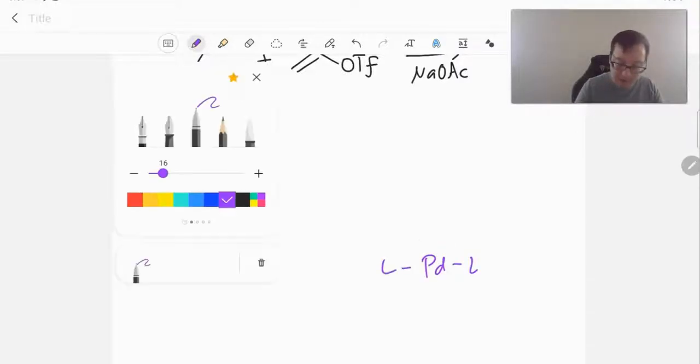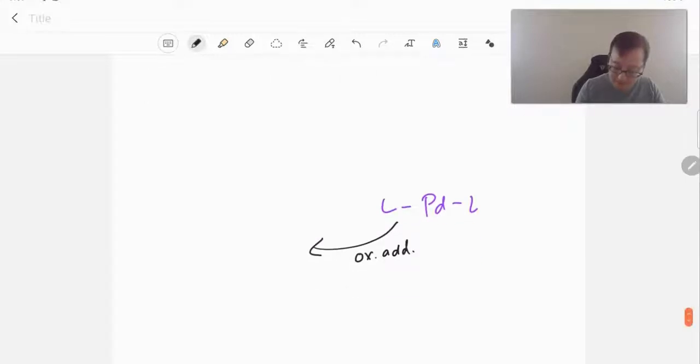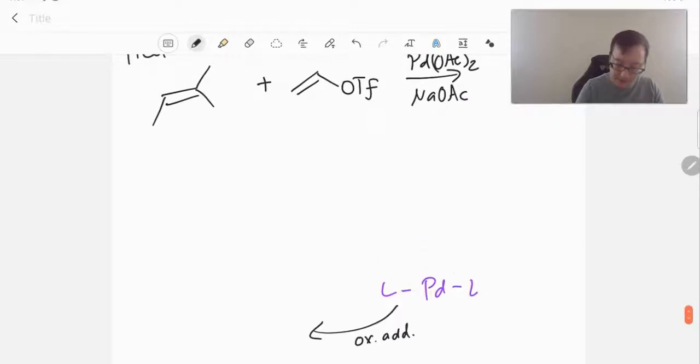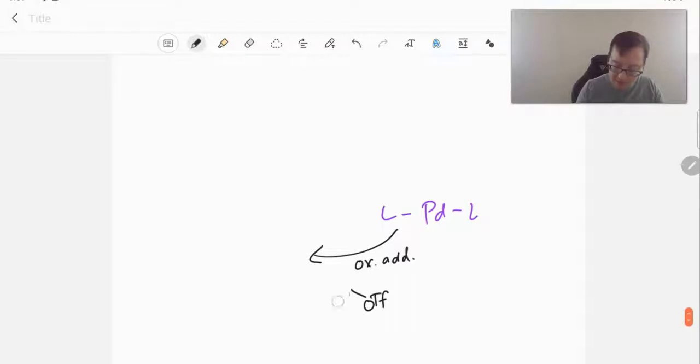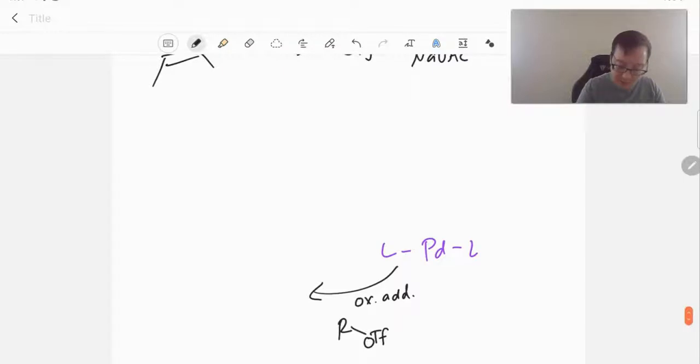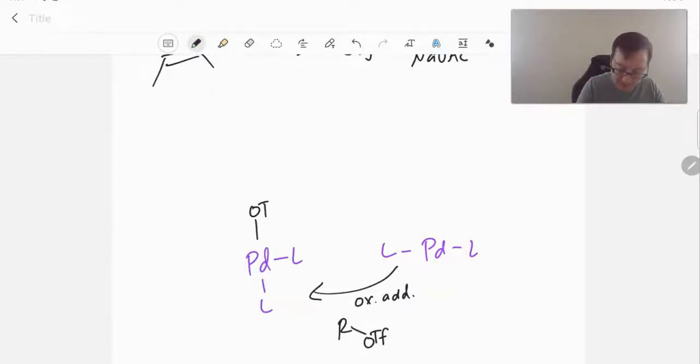We're going to have our oxidative addition. That's the first step of our vinyl triflate. So we're going to go ahead and add that on. And again, we can kind of just say R here. That works. We'll have our vinyl group be an R. So we'll have our palladium with its two ligands, and we will have the triflate and the R group here.